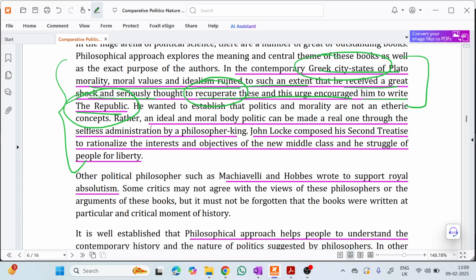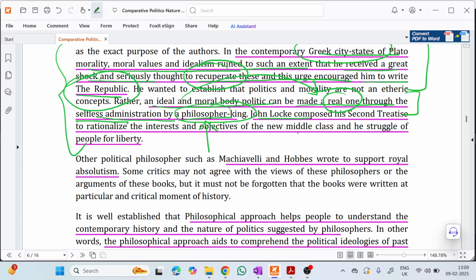And an ideal and moral body politic can be made a real one through the selfless administration by a philosopher king. So this is believed by Plato. So the meaning of which is, a philosopher king means a well-studied, well-knowledgeable king. He can make such a utopian idea, such an idealistic idea, into the real one. He can apply such ideals into real life through selfless administration.